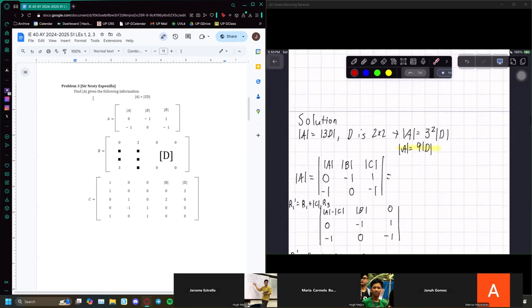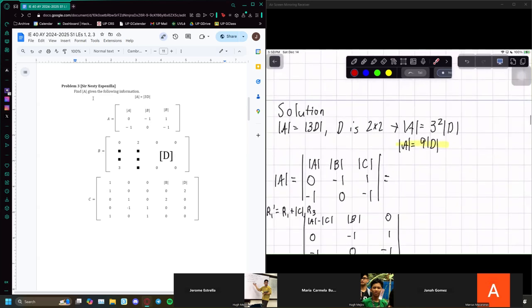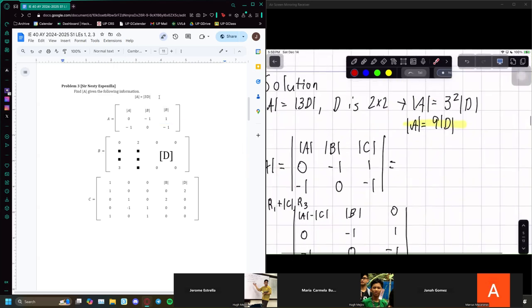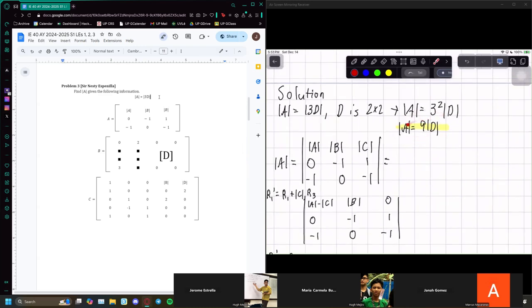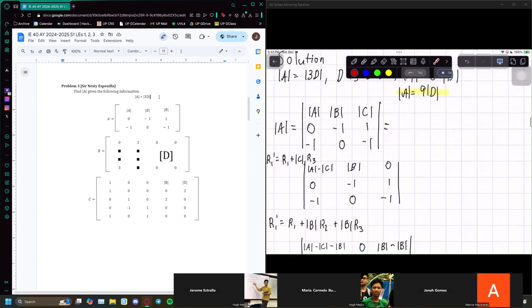The first equation we can get, which is one of the simplest from the given, is that the determinant of A is equal to the determinant of 3D. And from the given B matrix, they showed us that D is a 2 by 2 matrix. So the determinant of A is equal to 3 to the power of 2 times the determinant of D. I highlighted it. This is our first equation of the night.